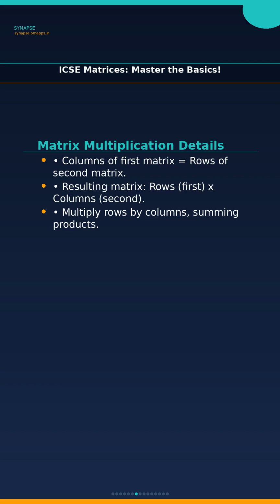Let's dig a little deeper into matrix multiplication. Remember, you can only multiply matrices if the number of columns in the first matrix matches the number of rows in the second matrix. Also, the resulting matrix will have a specific size based on the original matrices.